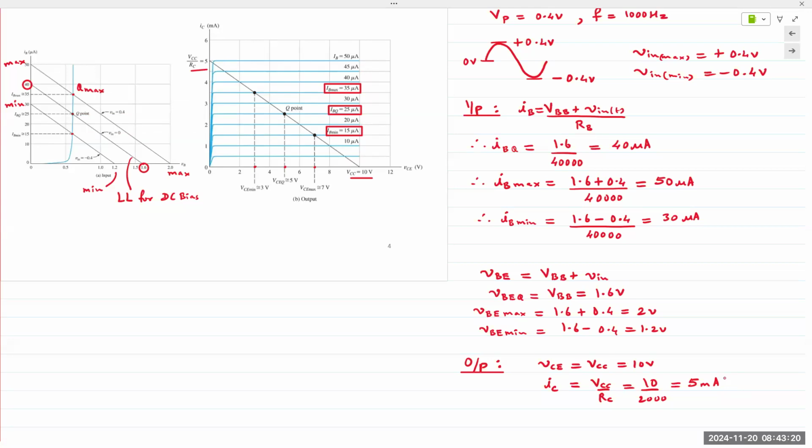Q max and Q min. But the three intersection points give us the output voltages of VCE. And so VCE is swinging between 3 and 7.